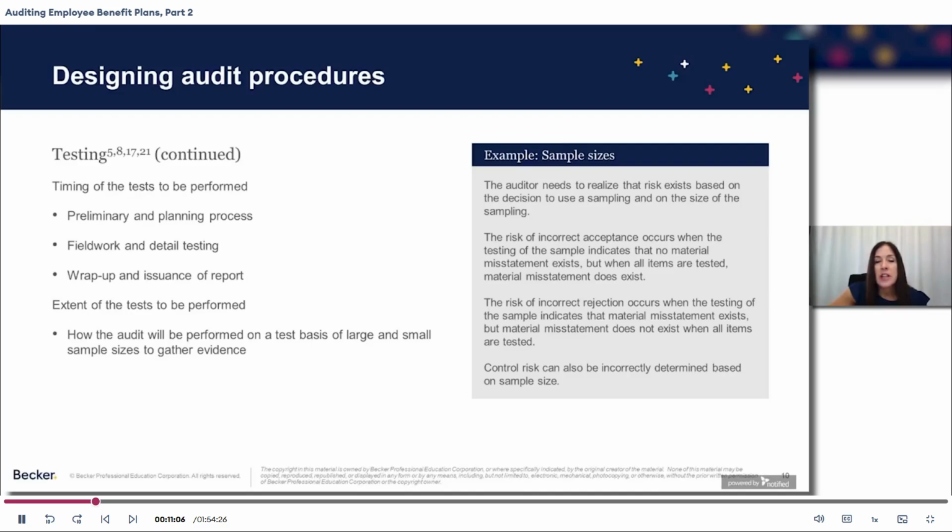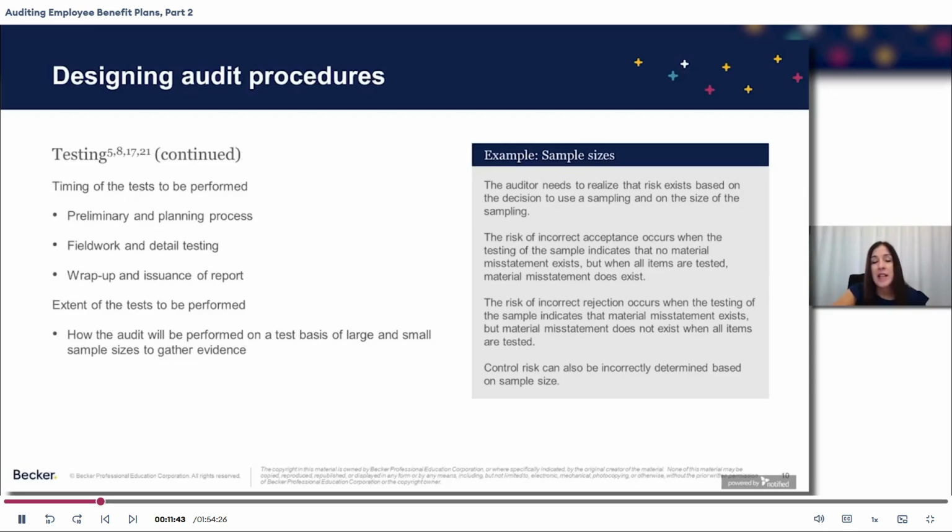The risk of incorrect rejection occurs when the testing of the sample indicates that material misstatement exists, but material misstatement does not exist when all items are tested. So, those are very technical examples and terminology. The easiest way to look at this is, based on your identified and assessed level of risk, you want to properly determine a sample size that will help you determine that a material misstatement does not exist. That's ultimately what you're after.